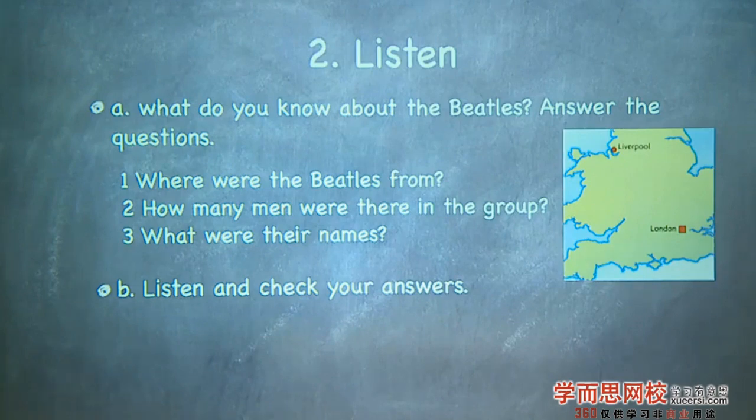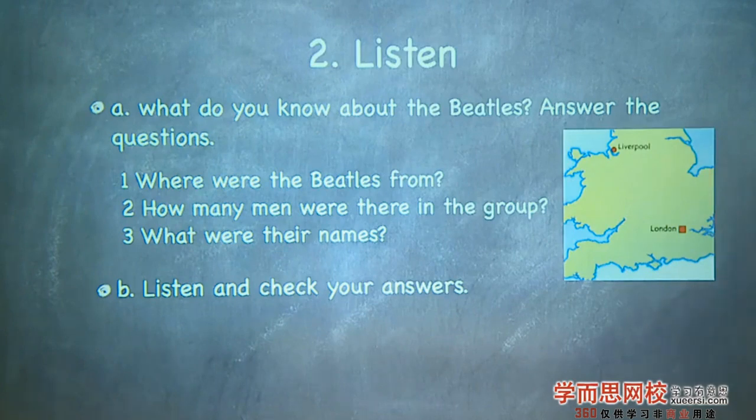Anyway, when did the Beatles break up? When did they stop? 1970. John Lennon just said, "I want to stop." And they broke up. Then they did their own.